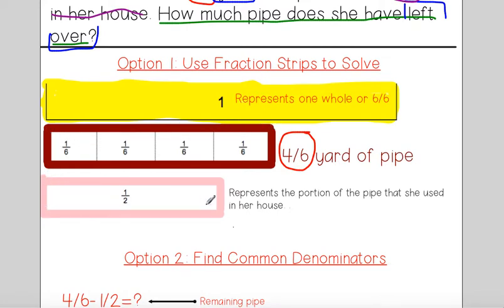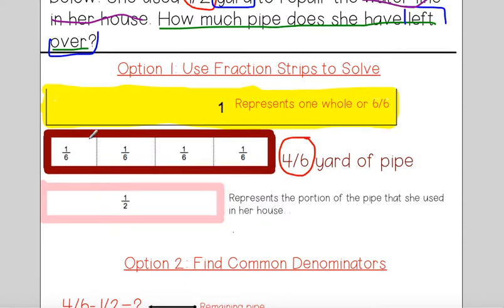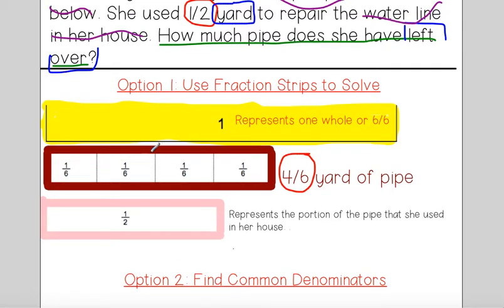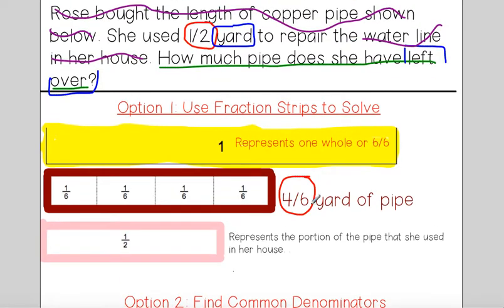And then this 1/2 fraction strip represents the portion that she used. So she bought all this and only used 1/2 yard. Okay, not half of a 4/6. She didn't use half of this shape, because this would be half of the shape, right? She used 1/2 yard. So please make sure that you're keeping that in mind when you're reading. She didn't use 1/2 of 4/6 yard. She used 1/2 a whole yard.